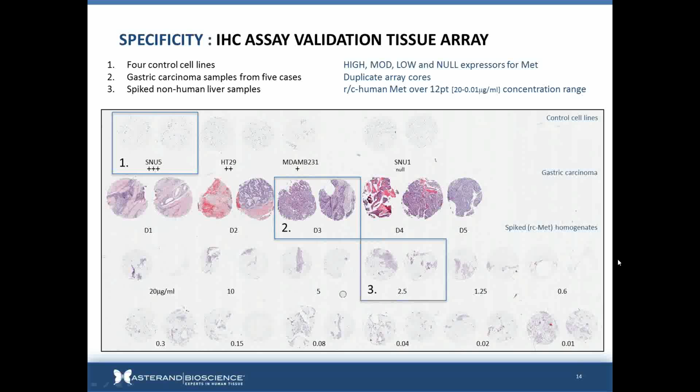Below the cancer cores are the spiked homogenates. These are duplicate cores of a non-human tissue matrix spiked with full-length recombinant human MET over a known concentration range. In this case, it goes from 20 down to 0.01 micrograms per mil.